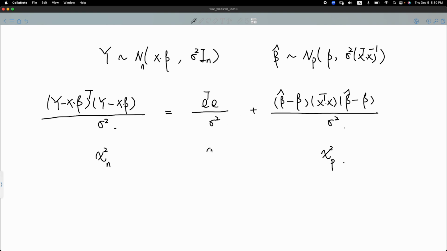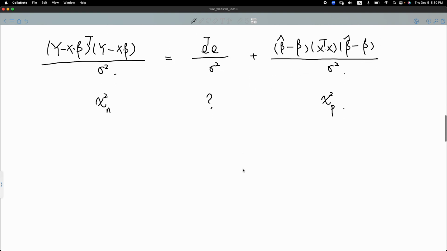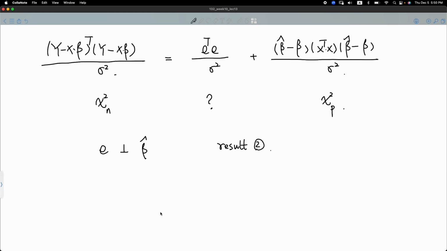So now the question is, what is the distribution for the middle part? And also from last time, we showed that the residual is actually independent of the beta hat. This is one of the results that we showed. I think it's from result 2 from last time, that we showed that the covariance of the E and the beta hat is equal to 0, so that they're independent. So now we know that the 2 terms on the right-hand side are independent.